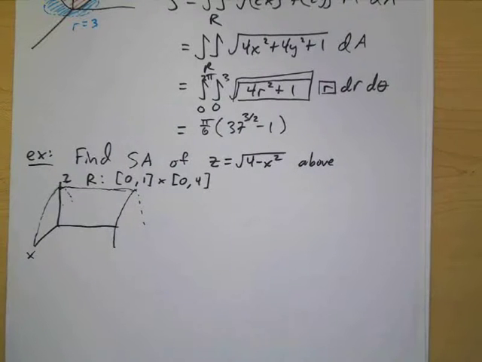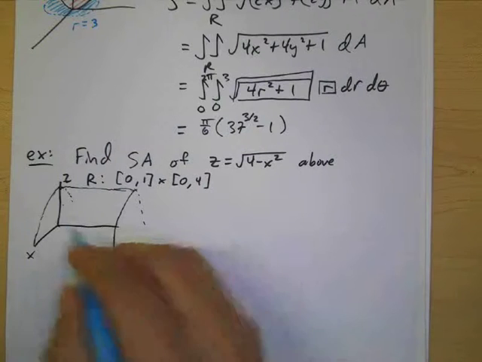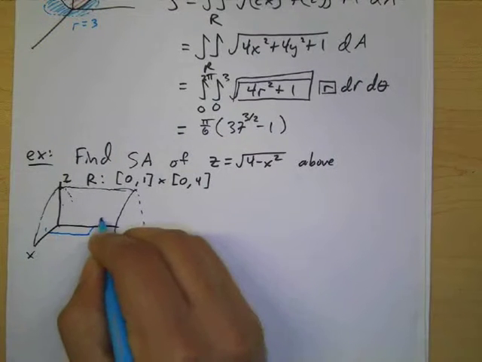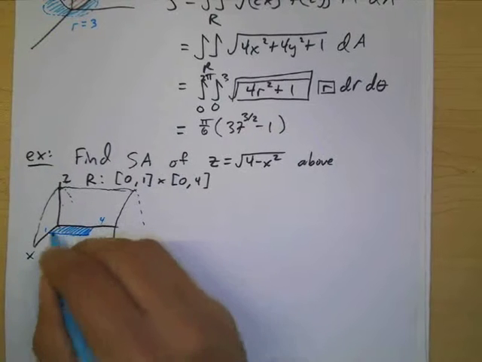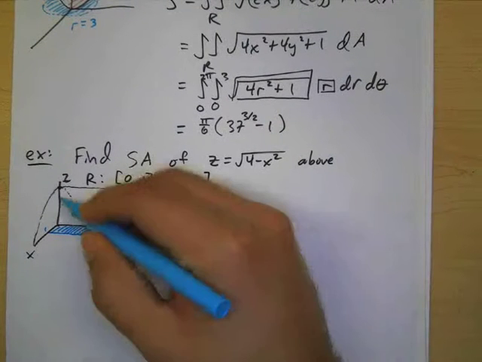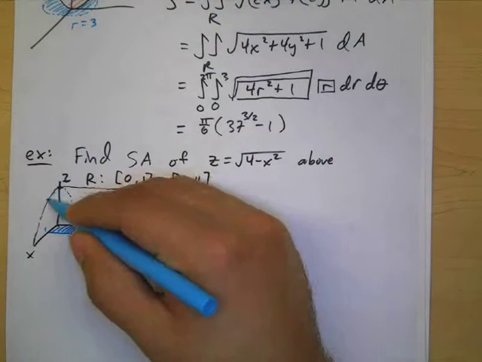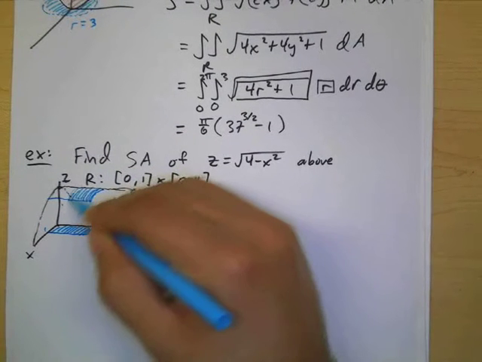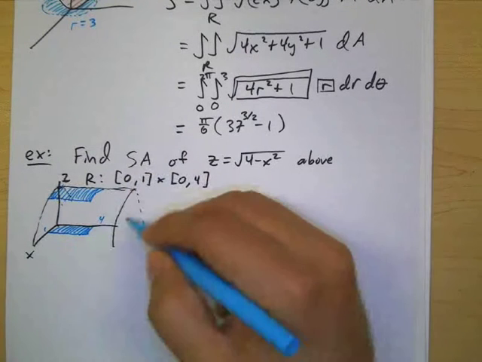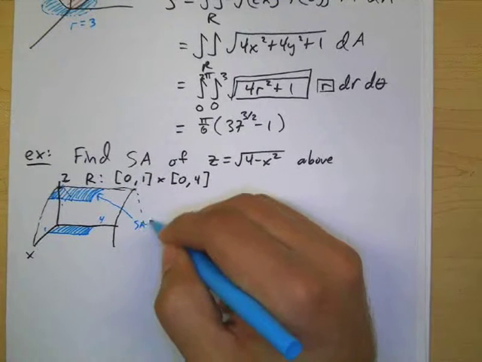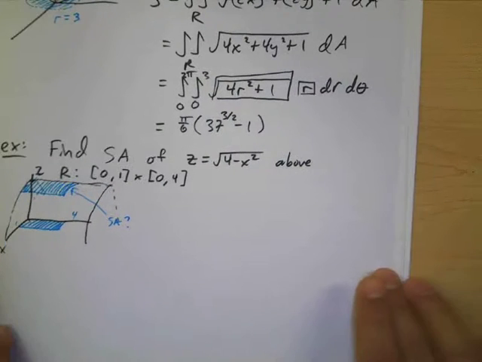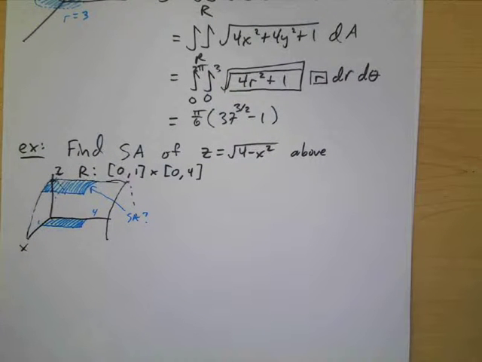So then the rectangular region R is from 0 to 1 and then 0 to 4. So here's R, and if I map this up, then it's going to correspond to maybe this portion. So this is the area that we're trying to find. All right, so let's set this up.